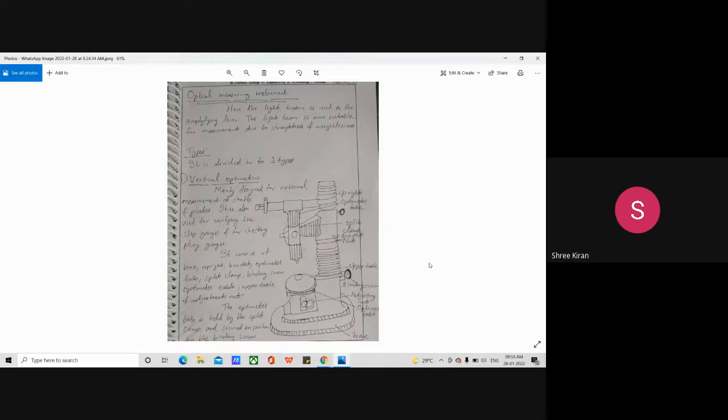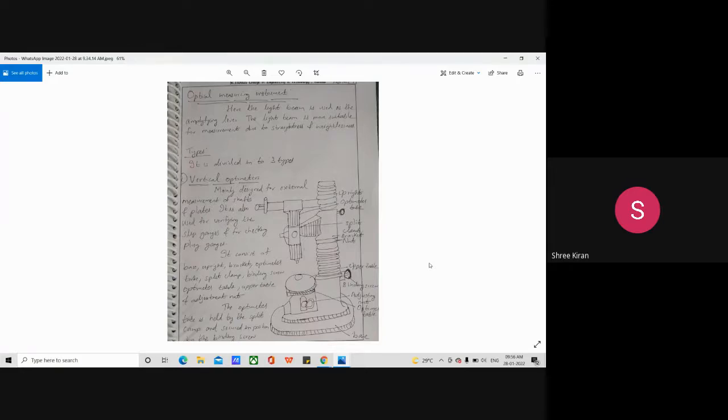So this instrument is mainly designed for the external measurements of shafts and plates, and it is also used for verifying the slip gauges and for checking the plug gauges. That's what happens in the case of a vertical optimeter.